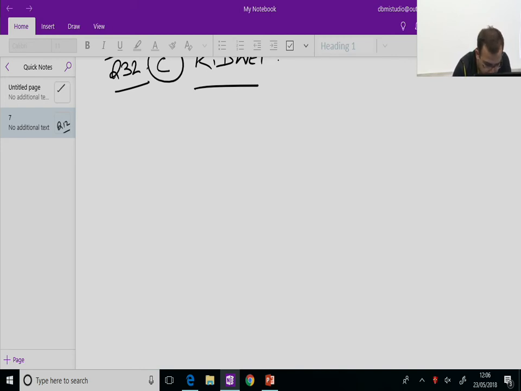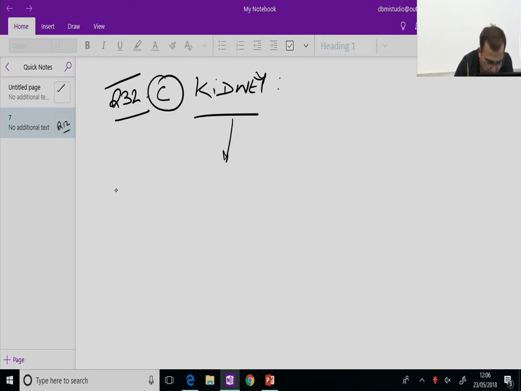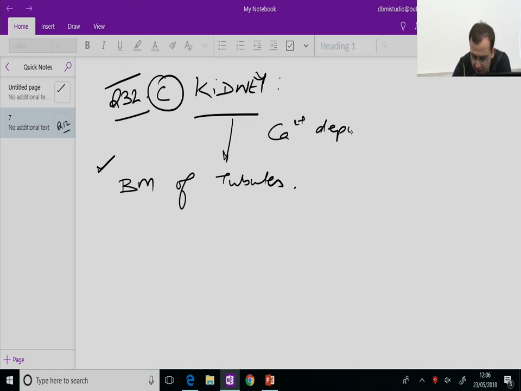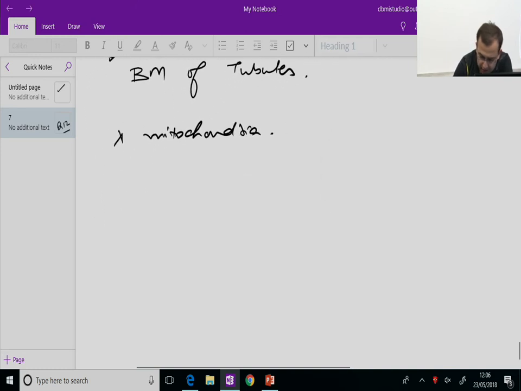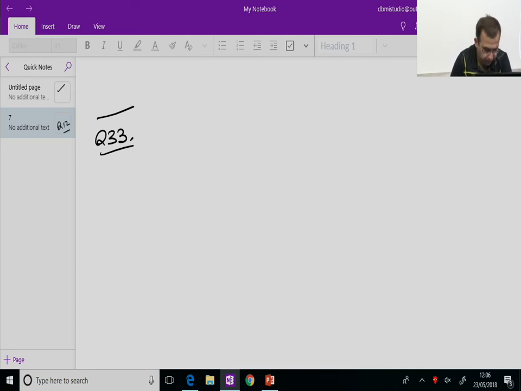Why? Because in kidney, calcium deposition starts in the basement membrane of tubules, not in the mitochondria. This is important.